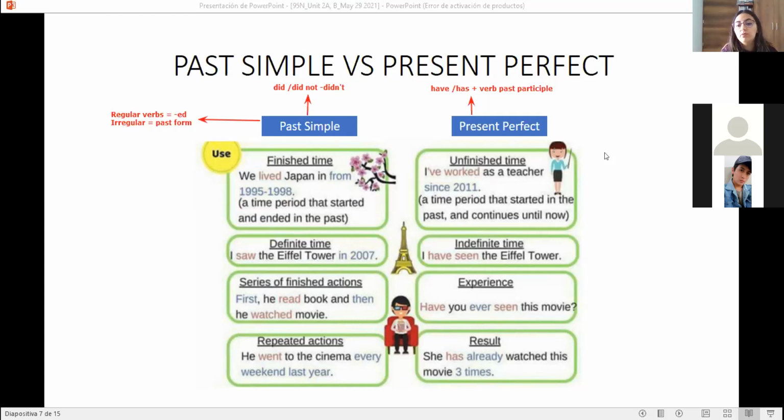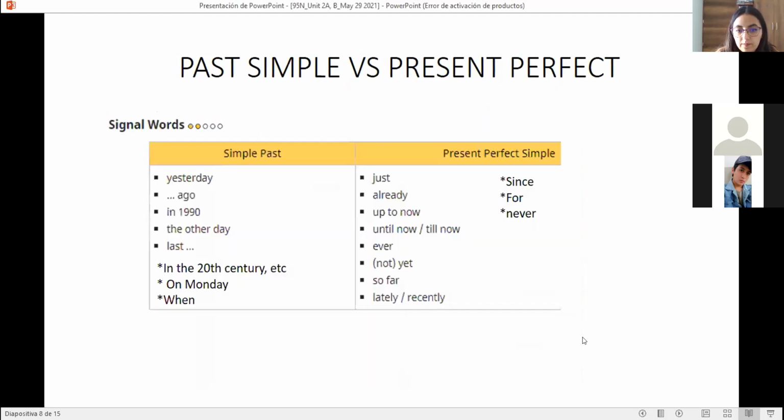So we're talking about results in present perfect tense. Do you have any question about these guys? ¿Alguna duda o pregunta sobre este past simple y present perfect? Doubts or questions? Okay, let me move to the next point.